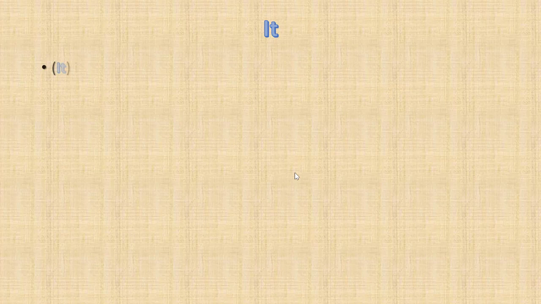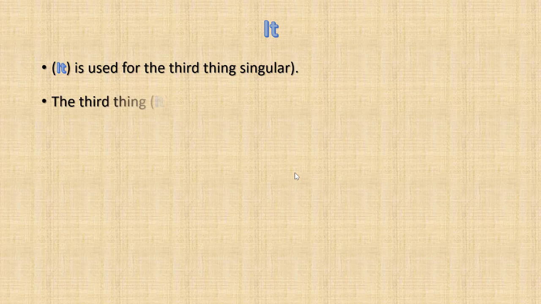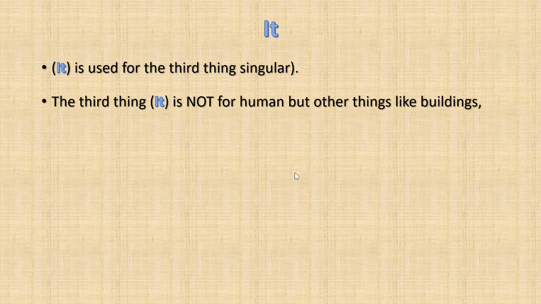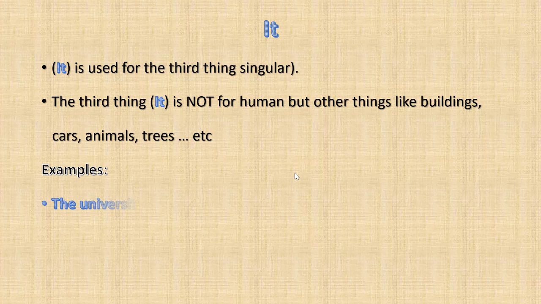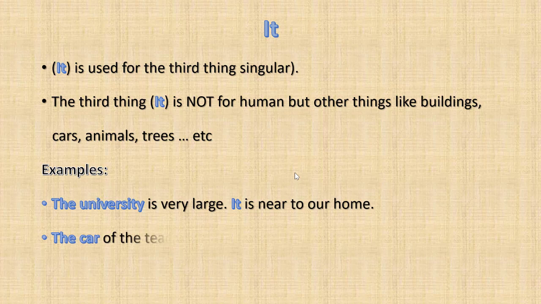It is used for the third thing, singular. The third thing, it, is not for human, but other things like buildings, cars, animals, trees, etc. Examples: The university is very large. It is near to our home. The car of the teacher is red. It is beautiful.